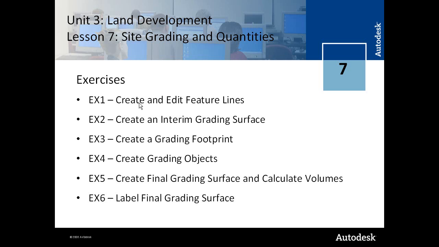In Exercise 1, you learn how to create and edit feature lines. In Exercise 2, you create an interim grading surface. In Exercise 3, you create a grading footprint. In Exercise 4, you create grading objects. In Exercise 5, you create the final grading surface and calculate the volumes. And in Exercise 6, you label the final grading surface.